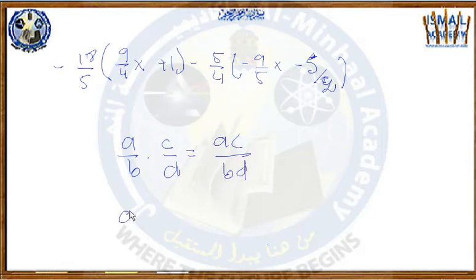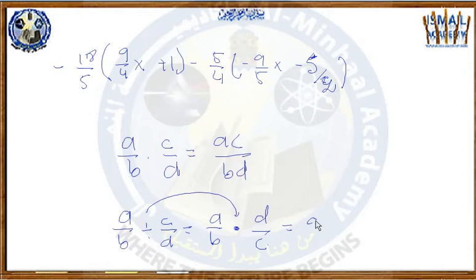When we divide two fractions, I will have a over b divided by c over d. When we divide fractions, we always keep the first fraction and change the division to multiplication. Then we flip the second fraction, so the second fraction becomes d over c. Then I multiply as regular, so it's going to be a times d over b times c. Is that clear? This is the rule for multiplication and division with fractions.